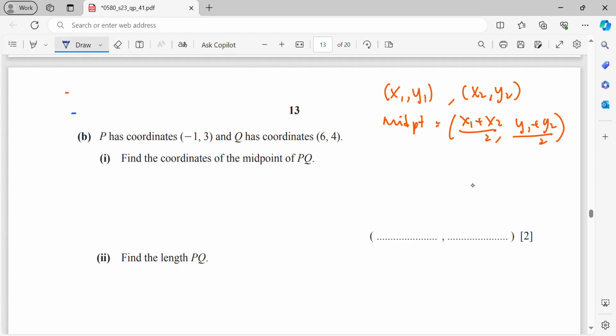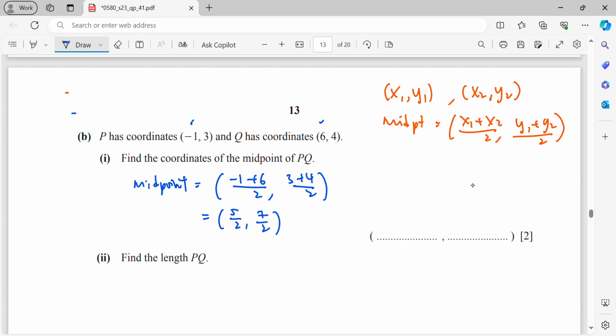So now I will write midpoint equals minus 1 plus 6 divided by 2, that's x1 and x2, and then 3 plus 4 divided by 2. So this is going to be 5 over 2 and 7 over 2. So that's the solution of this question.